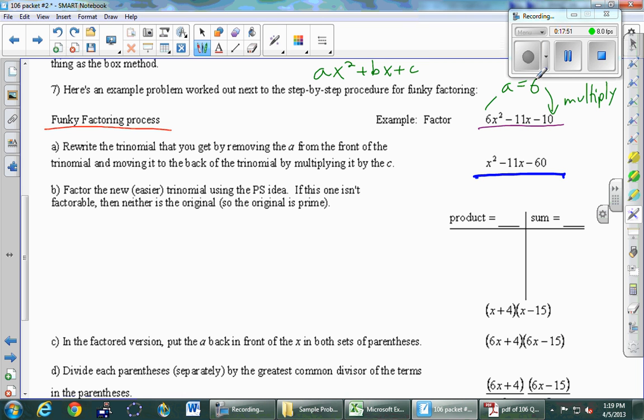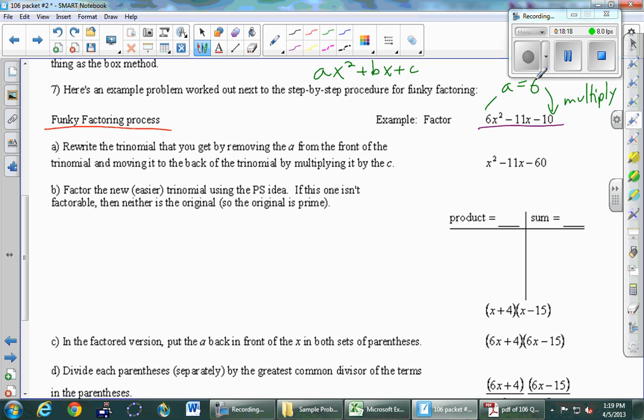Notice it's not 6x squared anymore. The 6 literally gets picked up and moved somewhere else, okay? Strange. Now what we're going to do, part B, factor the new easier trinomial using the PS idea. Why is this easy? Because it's a 1. And everything we did last class was when it was a 1. If you pick up the 6, it will become a 1 every time. So we're going to factor this thing.